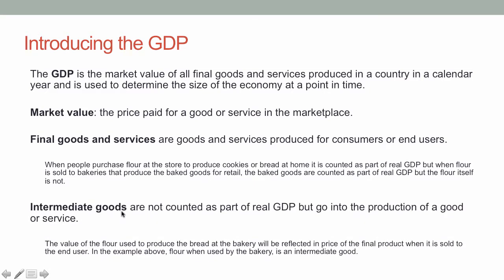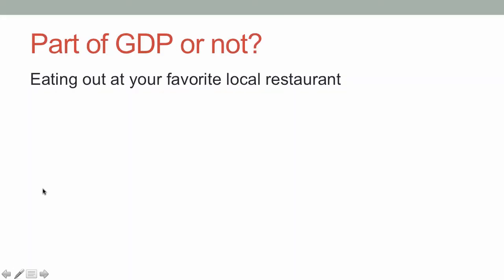For example, intermediate goods are not counted as part of the real GDP, but go into the production of a good or service. So that would be when the flour for the bread at the bakery, that flour doesn't count as far as the GDP does, but the bread that the bakery sells, that would be. All right, so a quick review on some words there. Let's look at some examples.